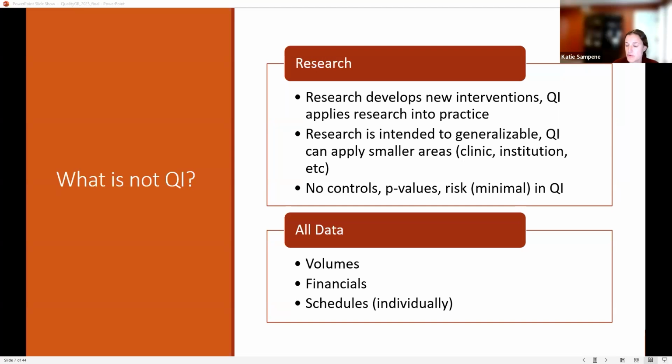And then when we think about QI, we also think about what kind of data sets we may have available to us. Just because it's data doesn't mean it's QI or research. Sometimes we have data where we're just trying to figure out our finances or our volumes or do our schedules, et cetera. And so not everything is QI. Now, a lot of times you could take a data set and make it research or QI, but a data set inherently is not that.